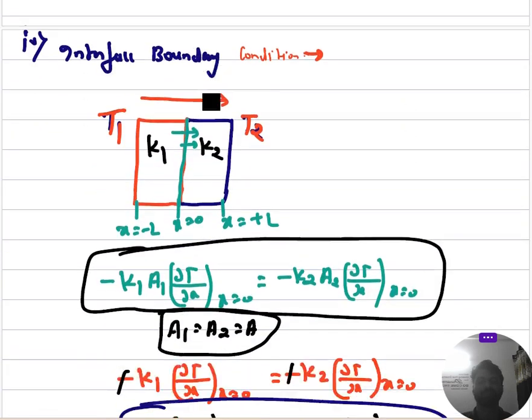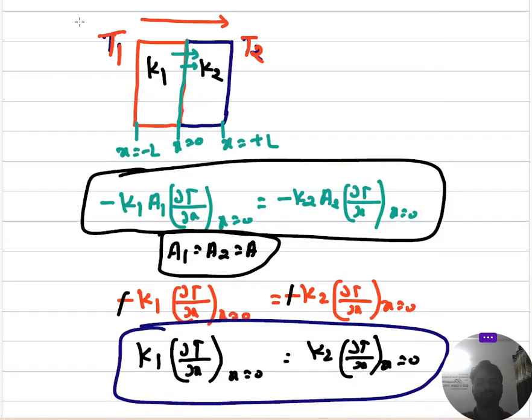Now, coming to the interfacial boundary condition, the temperatures of the left and right surfaces will be given to you, and sometimes the thermal conductivities of two materials will be given, and both are brought in contact with each other. Sometimes you are supposed to calculate the temperature at the interface. Since the cross-sectional areas of both materials are the same, and the thickness, let's say I'm assuming, is delta L for both, only heat transfer by conduction will be taking place.